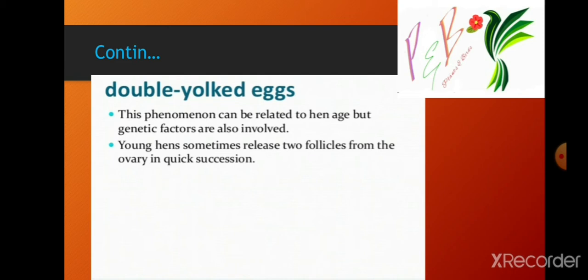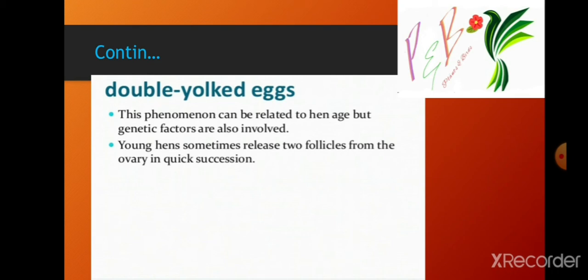If a hen is giving double yolked eggs in every clutch, 2 or 3 eggs, it means it is genetic. Otherwise, if a hen started first laying, it will not give any double yolked egg in the first laying, second laying, third laying, fourth laying, fifth laying, and after the 6th, 7th or 8th laying it starts giving double yolked eggs. That is, the hen's age is high, so ovulation is not correctly occurring, and it releases two yolks at a time.